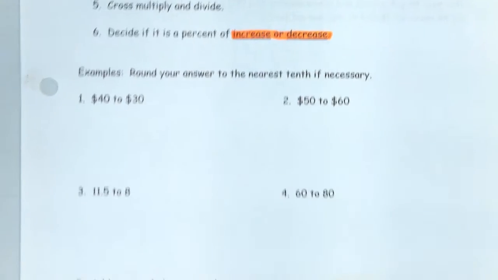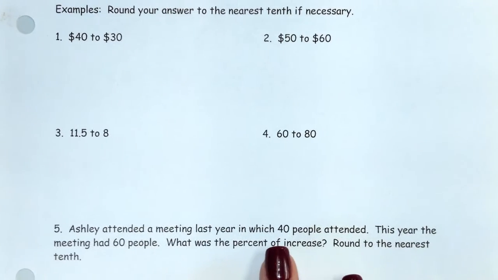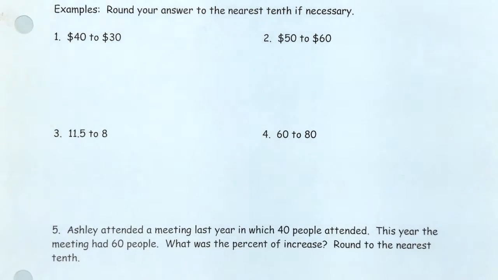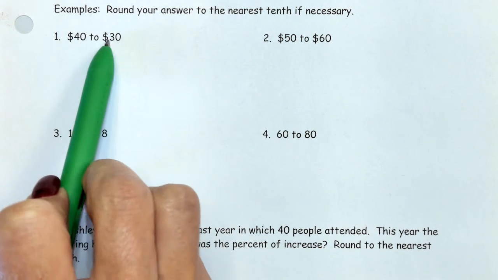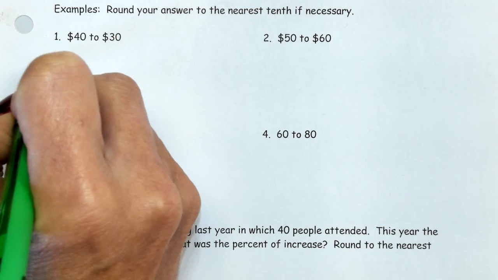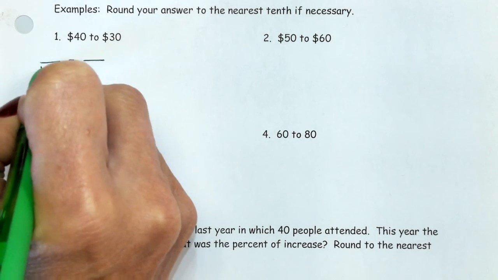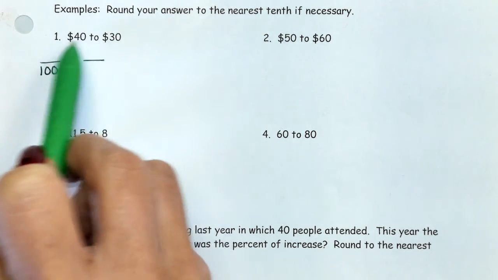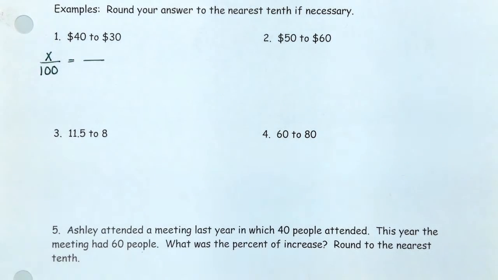Now these are very basic, and then you're also going to have some word problems with these. So we're going to talk about the basic ones to just kind of understand how this setup works. So for the first one, we started at $40 and we went down to $30. So we're still going to set up our proportion. We're still going to have that 100. Now because we don't have a percent, our X is going to go over the 100.